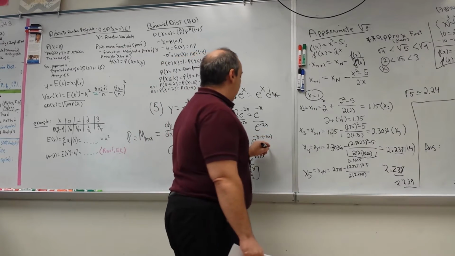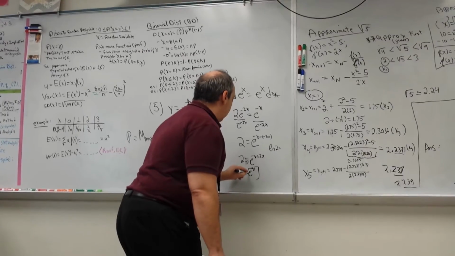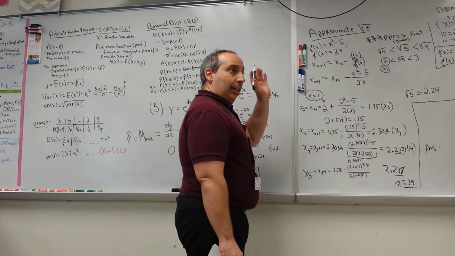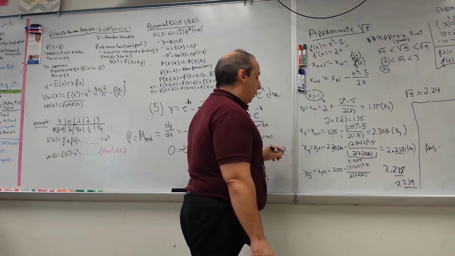So the ln of 2 is equal to, now this thing drops, like it's hot, x ln of e, which ln of e is just 1. It cancels out. So it's just going to be x. So x is ln of 2.